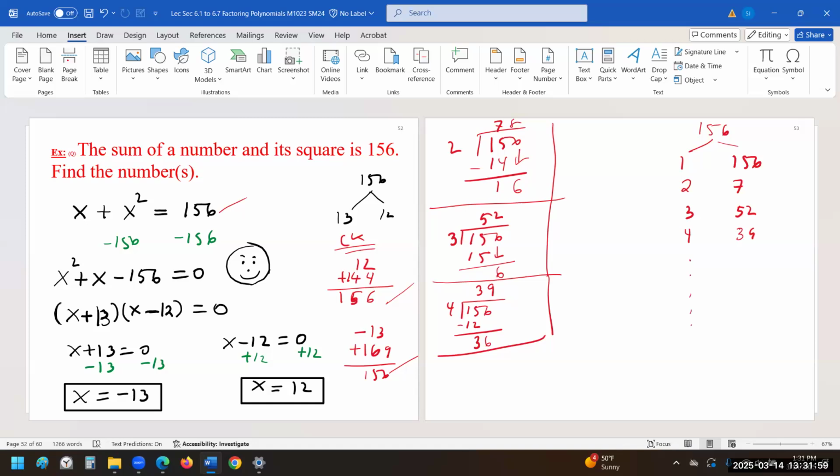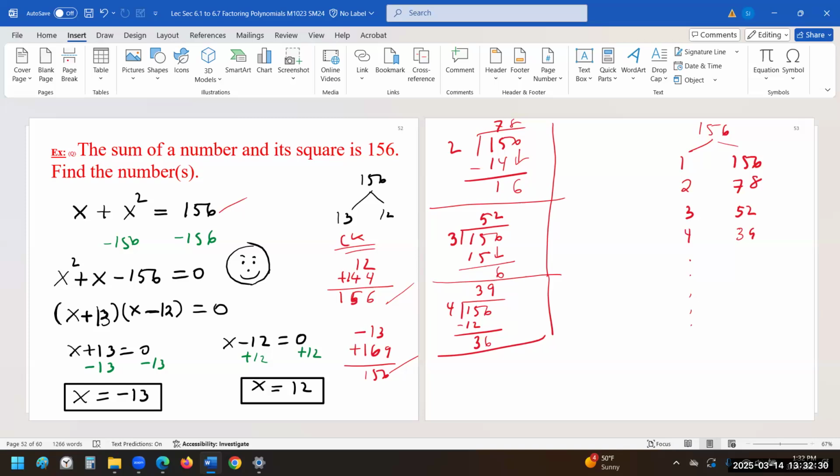You can divide by 4. We can divide by 4. We cannot divide by 5. And then you keep seeing until you get, or there is actually an easier method. 2 times 78.